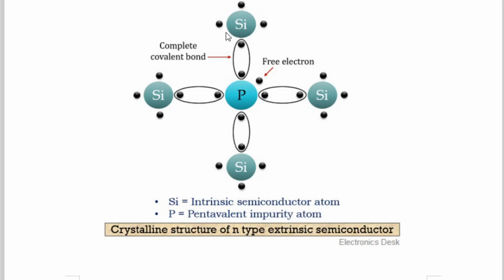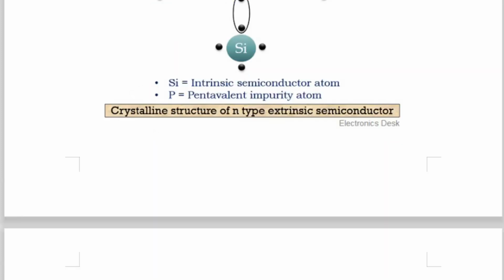4 electrons are shared with 4 silicon atoms, and one extra electron remains, and that is called a free electron. In this way, if you add one atom of the pentavalent impurity into pure silicon material, that is intrinsic semiconductor material, then formation of one free electron takes place. So here one free electron is fabricated. In this way, n-type material has large numbers of free electrons, and in n-type material, electrons are majority charge carriers.